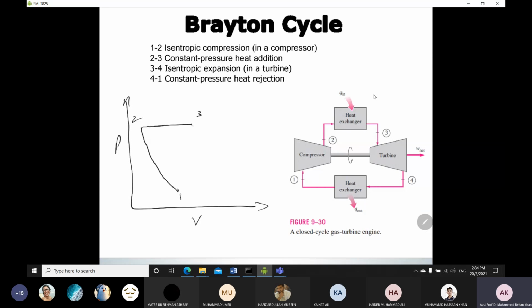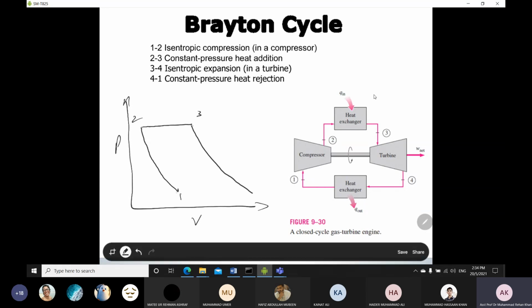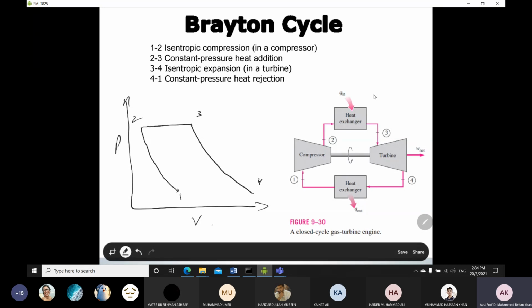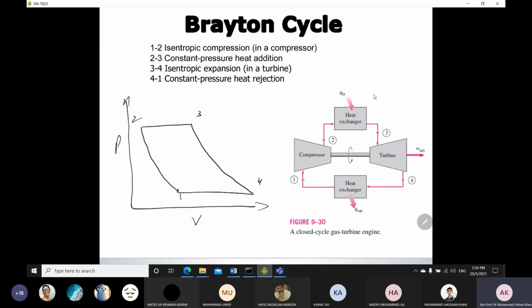Okay, so it means that it will shift towards the right side of the PV diagram. So this is point number 4. Then from 4 to 1, again it is a constant pressure process. So you have to draw a straight line and complete the cycle in this way.